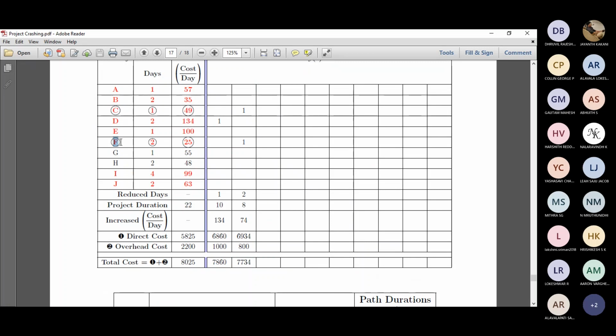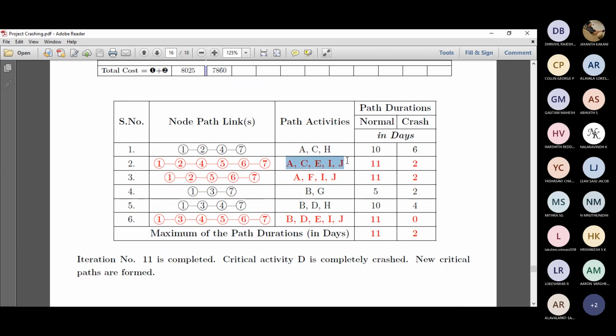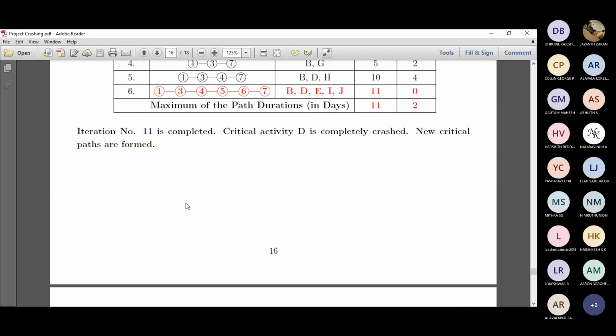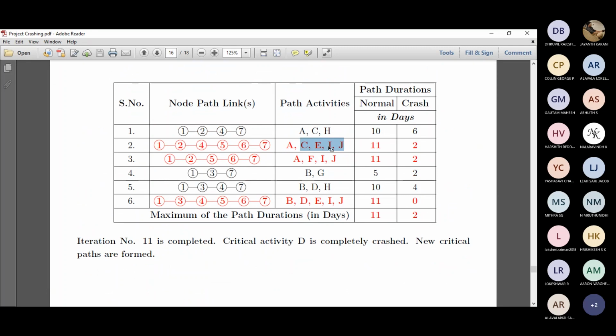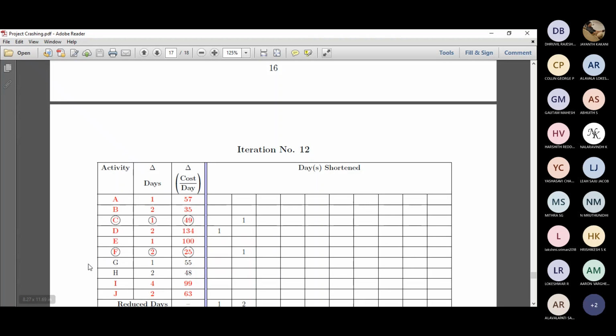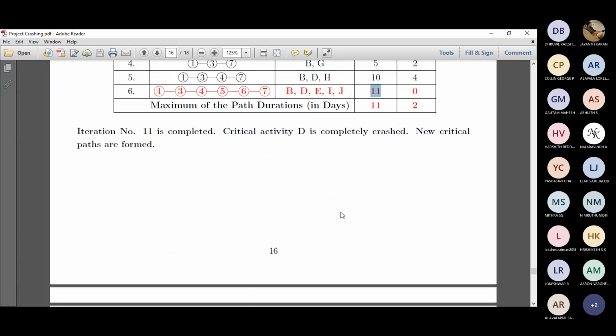Now, what we need to really do is take all the paths, say for this case, A, C, E, I, J. Among this, C has got the least critical cost slope, which is 49 for path 1. For path 2, in this case A, F, I, J, F has got the least cost slope. So that's why we choose here. And since B, D, E, I, J we have completely exhausted, we don't have any paths left.